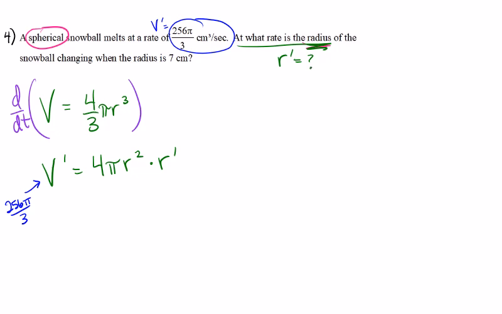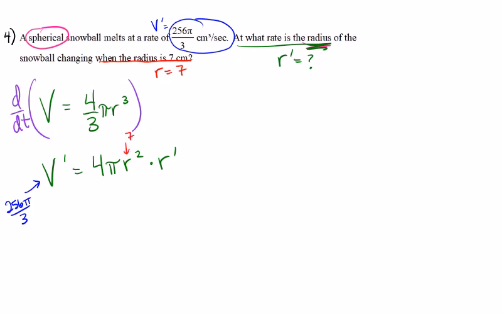I want to show you this example because so far we've been solving for the variable on the left, and it's been easy to work out what's on the right. This time we have to solve for something on the right, so we're actually going to have to solve this equation for r prime. It's not too bad, just 1 or 2 more steps. And it says when the radius is 7 centimeters, so r is 7.